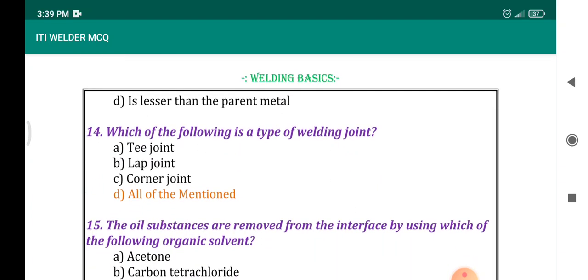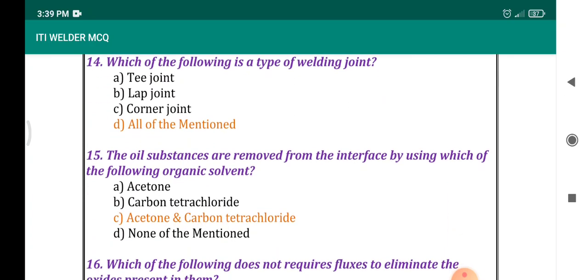Which of the following is a type of welded joint? T-joint, lap joint, corner joint, all are the types of welded joints. So T-joint, lap joint and corner joints are the different types of welded joint.